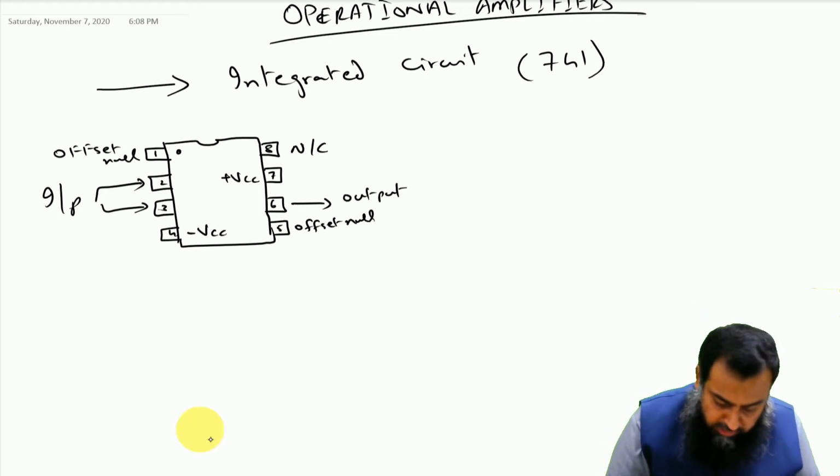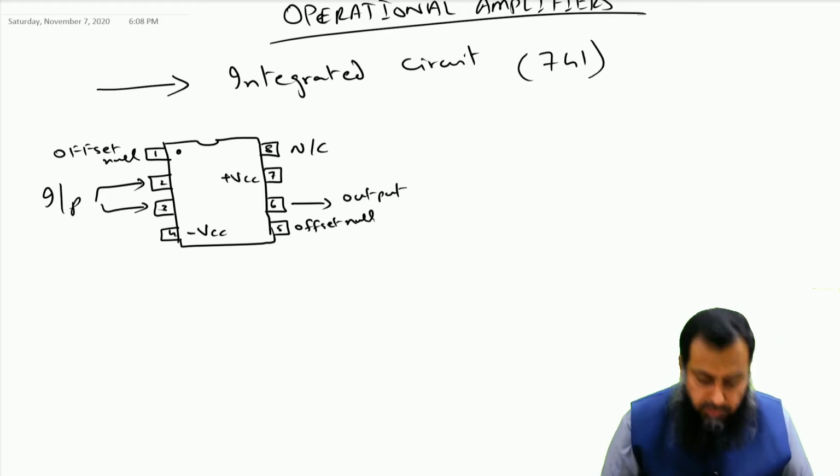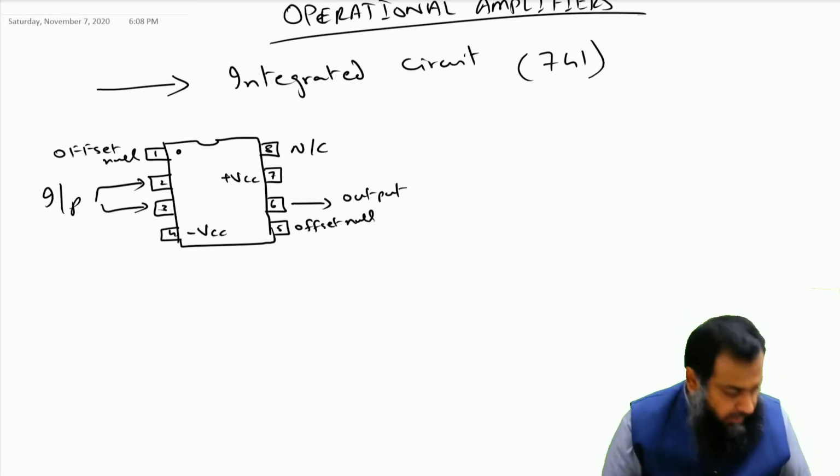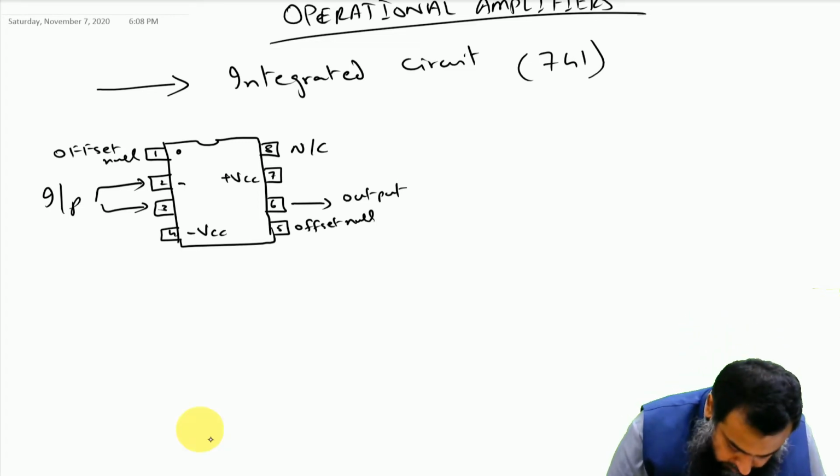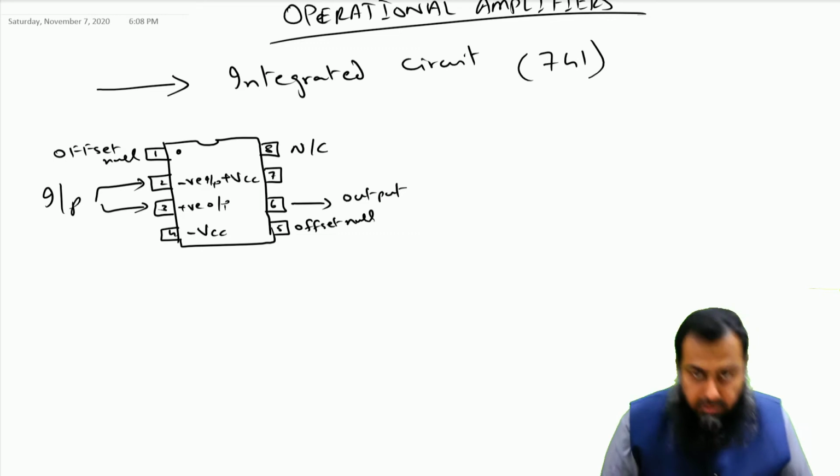Remember that there are two inputs available. One of the inputs is known as the inverting input, and that is pin number 2. So we have the negative input here, and we have the positive input at pin number 3.